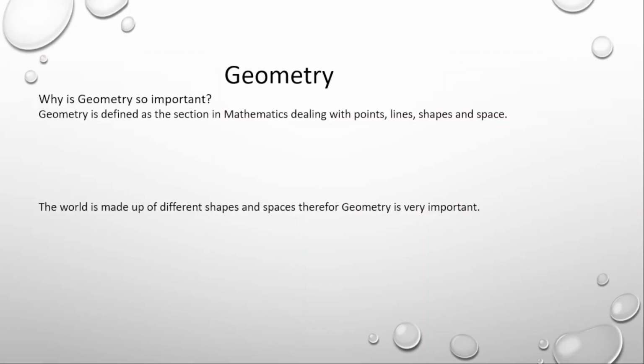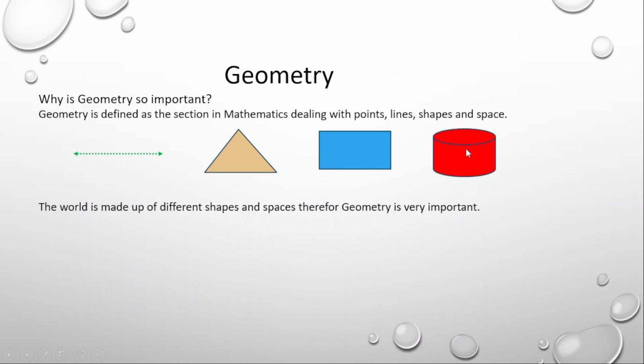So let us find out why geometry is so important. Now, geometry is defined as the section in mathematics dealing with points, lines and shapes. So here I have a few examples. There we have examples of points on a line. We have a triangle there for you. We have a rectangle and we have a cylinder. So it's that section in mathematics dealing with points, lines, shapes and space.